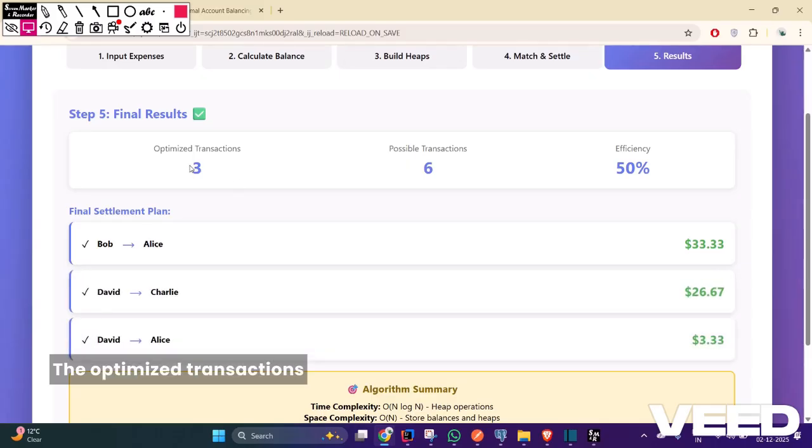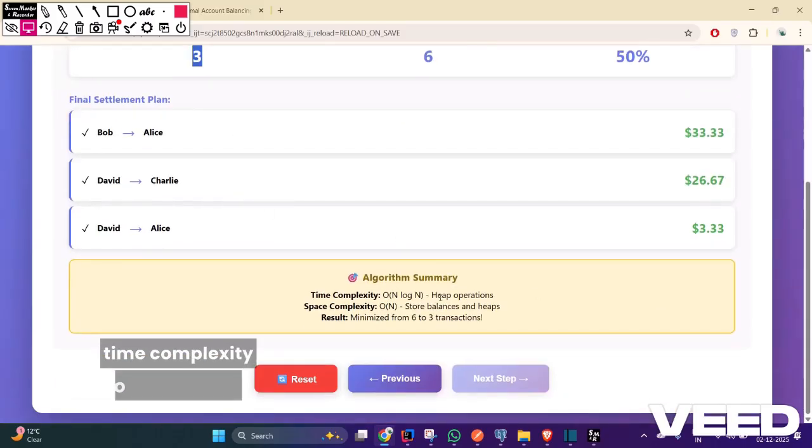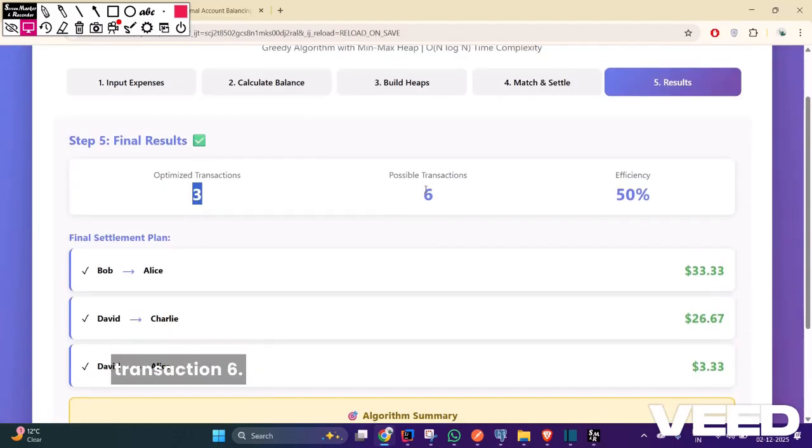The optimized transactions come out to be 3, time complexity O(n log n), space complexity O(n), and the possible transaction 6. Sorry guys, I don't think it's right. Basically, I used Claude to generate this algo visualizer. This possible transaction and this efficiency field are not right.